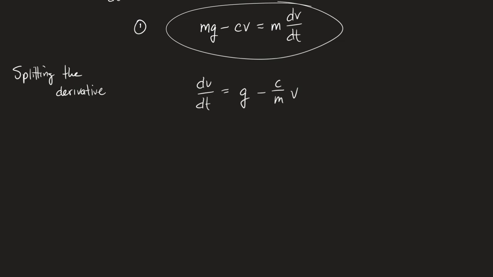Now, so again, step 1 is to solve for your differential. Step 2 is to split the differential. So splitting a differential is easy. You just want to separate dv and dt. They're a fraction. So that just means multiplying both sides by dt. But that is the next step, is to split this differential after you've solved for it. So I will multiply both sides by dt.